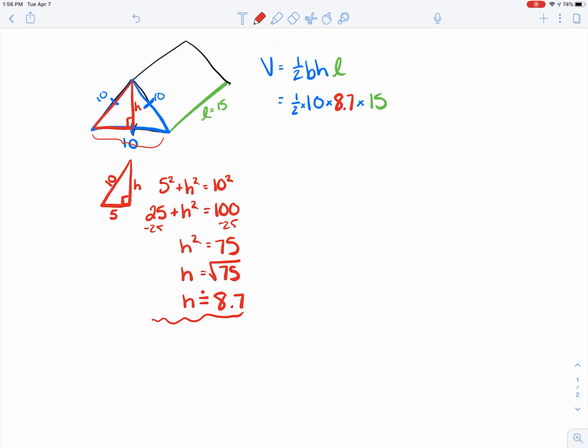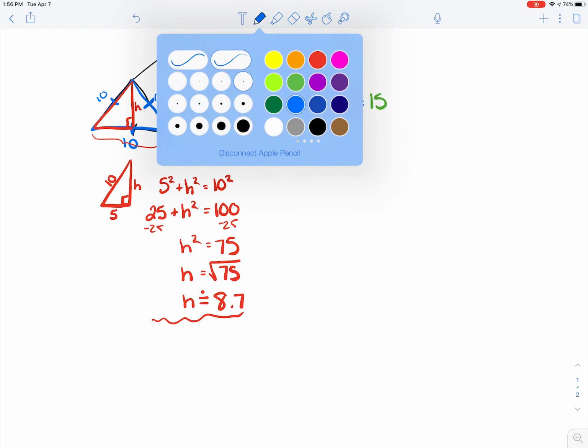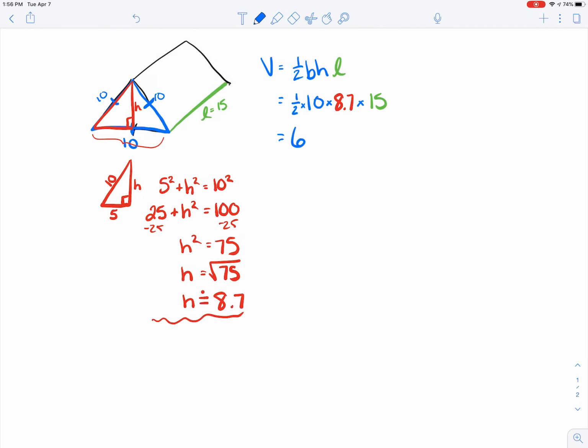Just don't forget at the end, you have to actually find your answer. So 10 times 8.7 times 15. I got 652.5 units. Let's pretend it's centimeters cubed. And a note, that 1/2 times 10 would be the same thing as saying 10 times 8.7 times 15 dividing by 2. Okay, so I hope that helps if you were stuck with number 7.